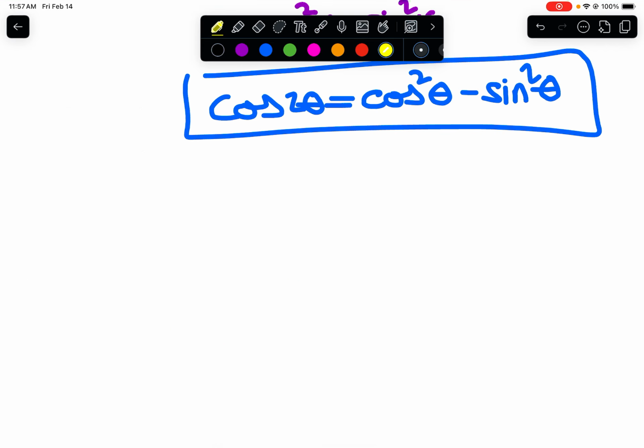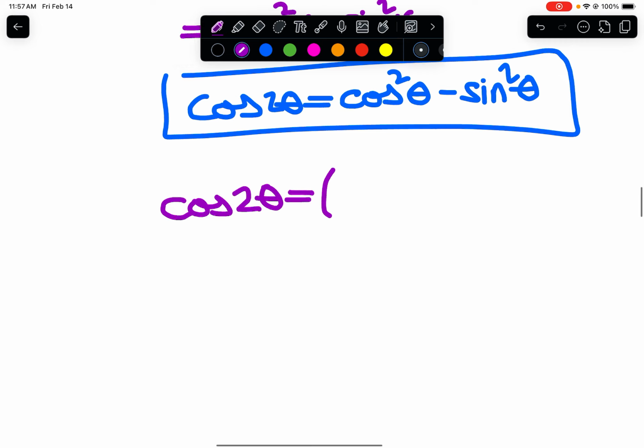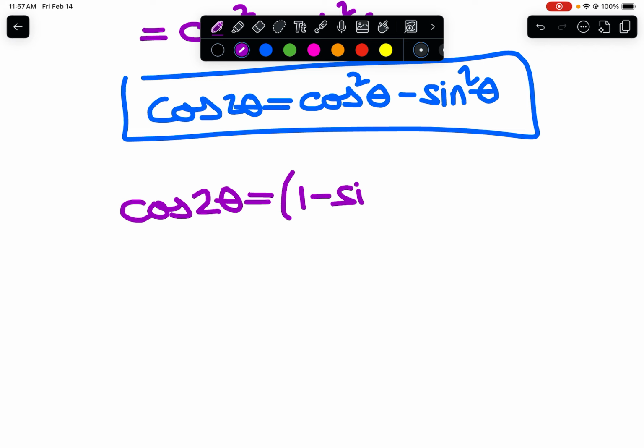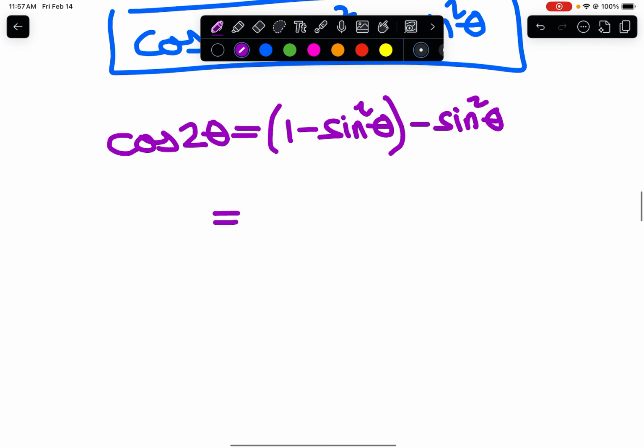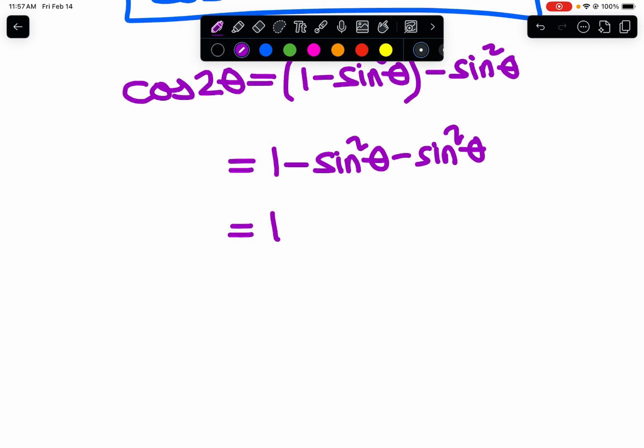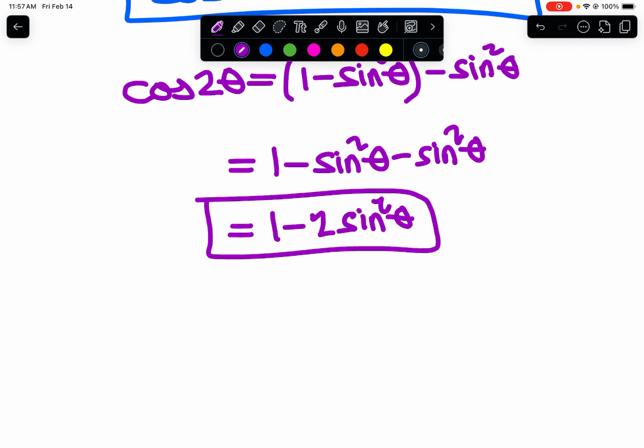So first thing I want to do is I'm actually going to split up the cosine squared theta. So meaning cosine squared theta, or cosine 2 theta rather, I'm going to replace the cosine squared theta with 1 minus sine squared theta, and then minus sine squared theta. So a variation here would be equal to 1 minus sine squared theta minus sine squared theta, which means our variation is going to be 1 minus 2 sine squared theta. So this would be another variation of a double angle identity for cosine.